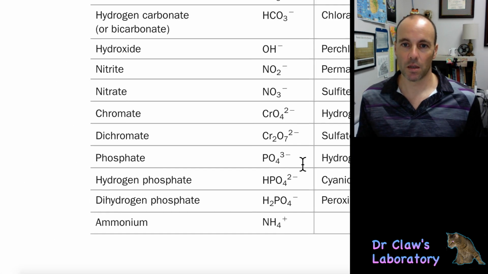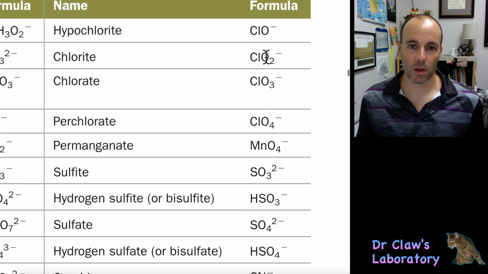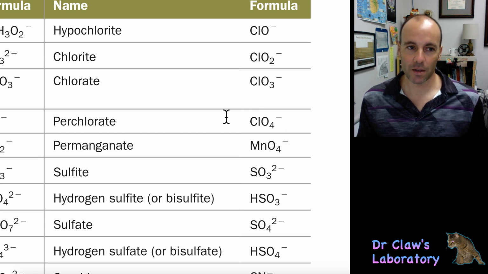You'll see both of them from time to time. Okay, chlorite, chlorate. And there's also another one, hypochlorite. Okay, so there are several, and one more, perchlorate. So look at all these involving chlorine and oxygen. Okay, lots of polyatomic ions for chlorine and oxygen.